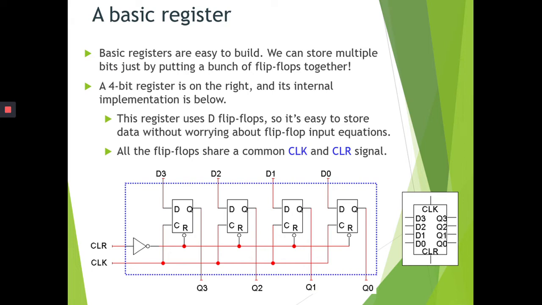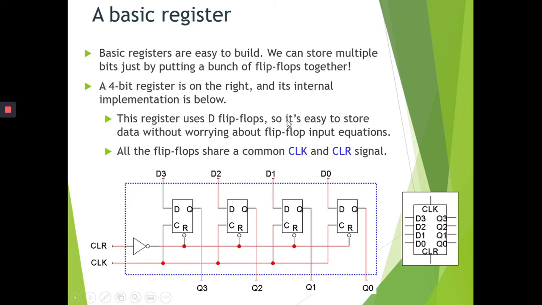Alright, so this is how a basic register looks. We can store multiple bits just by putting a bunch of flip-flops together. For this example here, we are using 4 D flip-flops: 1, 2, 3 and 4. So this is how the circuit and the connections look. This is the data. D3 is bit 3, D2 is bit 2, D1 is bit 1, D0 is bit 0.